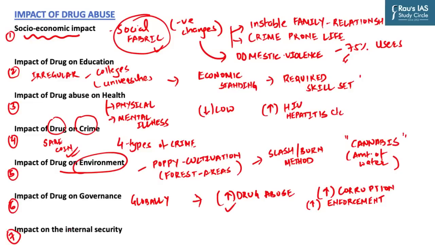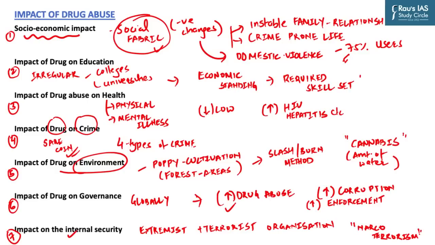The last impact of drug abuse that can be identified is on internal security. The internal security of any nation is disturbed as the drug trade can be utilized by extremist and terrorist organizations. These organizations utilize the proceeds from these funds to fight their battles against the legitimate government setup, or what we today know as the issue of narco-terrorism.